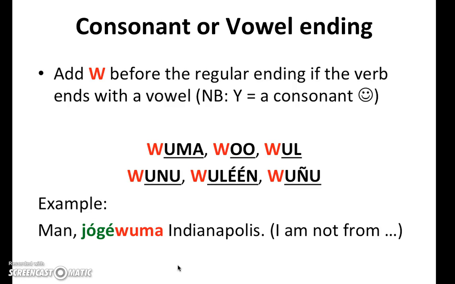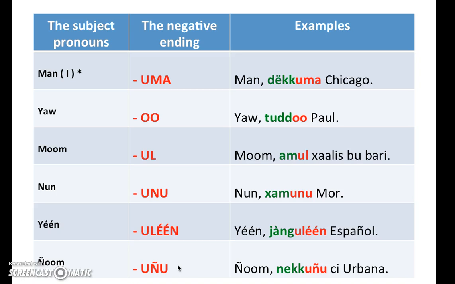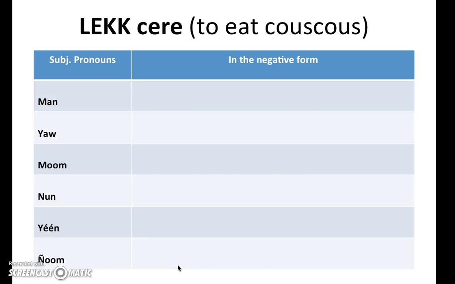For example, man jógewuma Indianapolis. I am not from Indianapolis. Jóge is the verb. Wuma is the ending of the negative. Man jógewuma Indianapolis. Again, very quickly: uma, or, ul, unu, ulen, uñu. Now here are two examples you can take and maybe try.